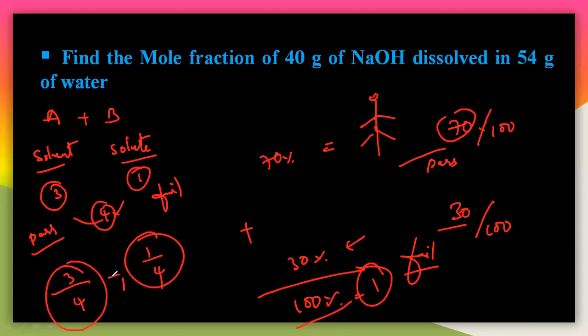When you add both, you must get 1, because it is a percentage. You have to get only 100%. See here, 3 by 4 plus 1 by 4. Definitely 3 plus 1 is 4, 4 by 4, you will get only 1. That is 100%. So remember, once again, the mole fraction is nothing but a percentage in mathematics. The difference with chemistry is only that here we are using solute and solvent.